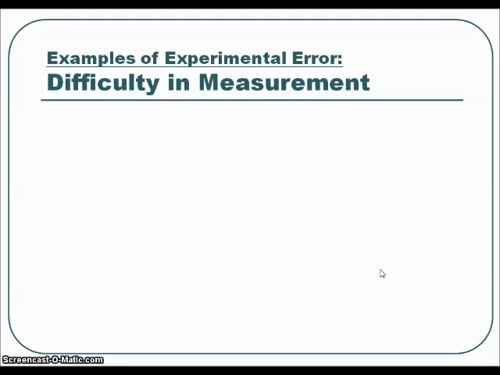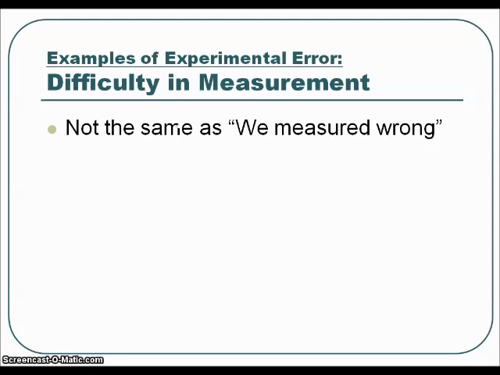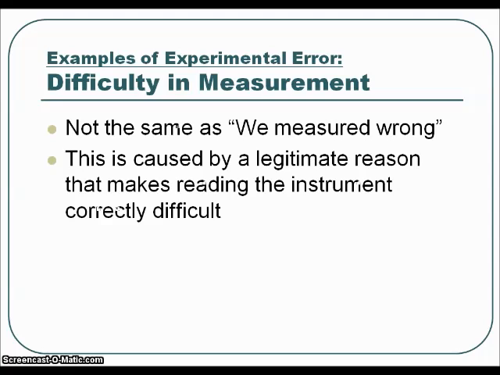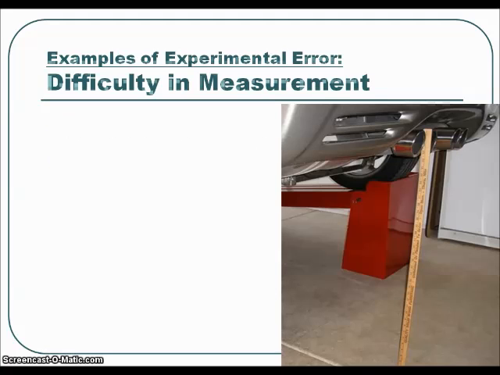Okay, another case of experimental error is what I call difficulty in measurements. Now, this is not the same thing as we measured wrong. We measured wrong is you've got a goof, you've got a blunder. But there's some measurements that are just legitimately difficult to make, and there's just something about them that it's really hard to get a good, accurate reading on. Let's look at some examples here.